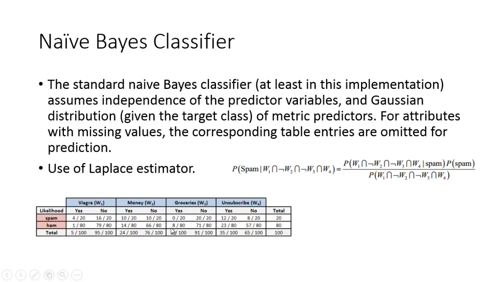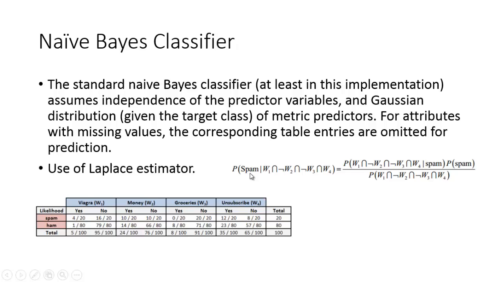Similarly for groceries, out of the 80 observations, I had 71 groceries terms in the ham messages, and sorry, I didn't have 71 messages, I had only 8. In unsubscribe I had 23, and the rest of the messages I don't have. So this is the table with which we will train the model, and based on this table I'll count the words and get the result.